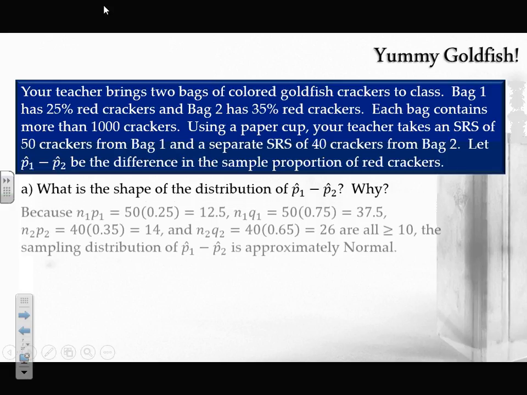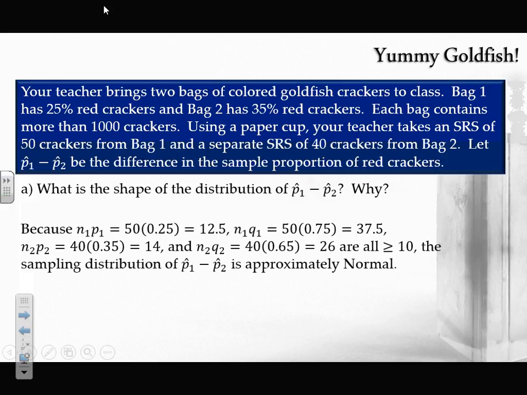Approximately normal. Okay? So your first step when you're looking at shape is check your large counts, NP1 and NQ1. Are they at least 10? If so, proceed to the next, NP2 and NQ2. And if all of them are at least 10, then your distribution will be approximately normal. Okay? If at any point you run into one that's not at least 10, you can stop immediately and say the large counts condition is not met, which means we don't have a normal distribution necessarily. Okay?